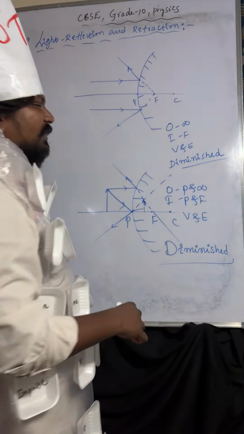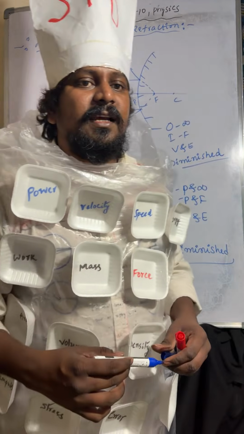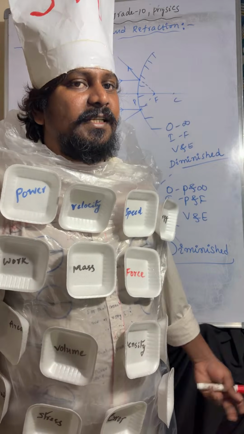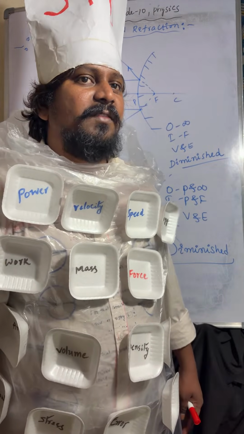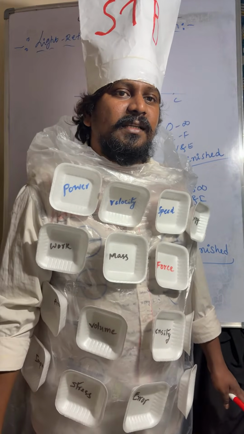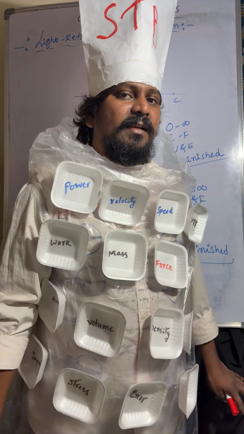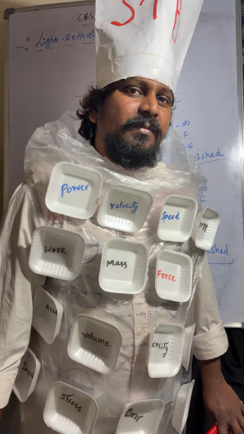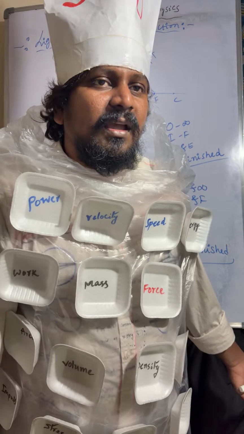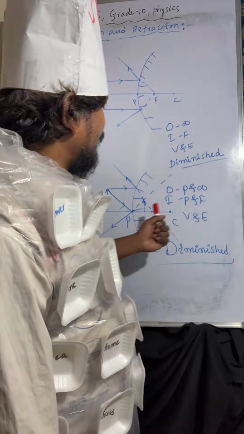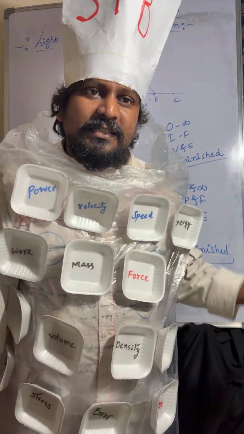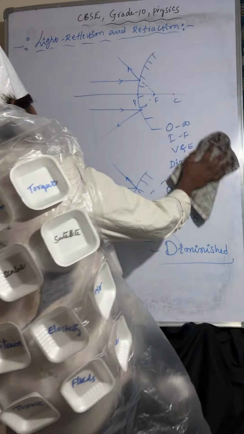I hope it is very clear. Object is placed at infinity. Image will form at focus. Nature of the image is virtual and erect. Size of the image is highly diminished. Next one. Object is placed between P and infinity. Image will form between P and F. Nature of the image is virtual, erect, and size of the image is diminished. Understood? So I hope it is very clear. Next one.